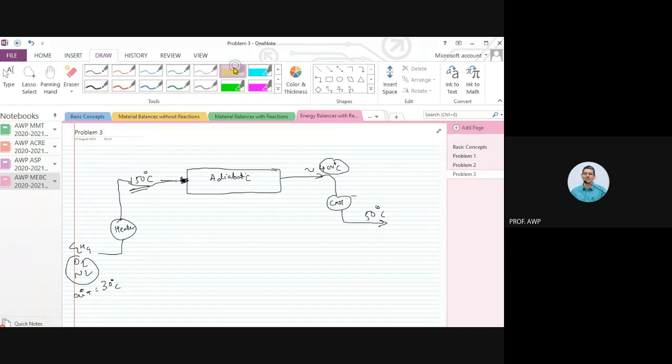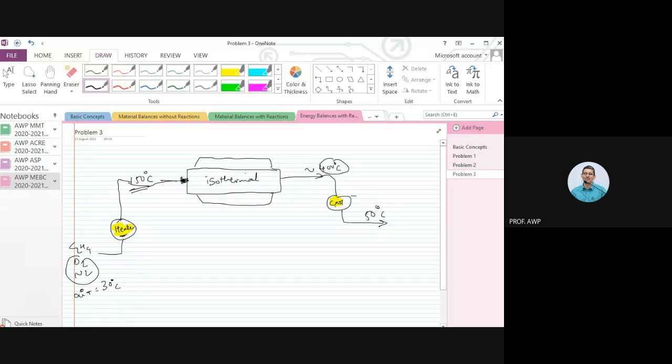So do you see that we have to heat somewhere, we have to cool somewhere, if I maintain the reactor adiabatic. Even if I have an isothermal reactor, by having a jacket, I still have to supply heat.